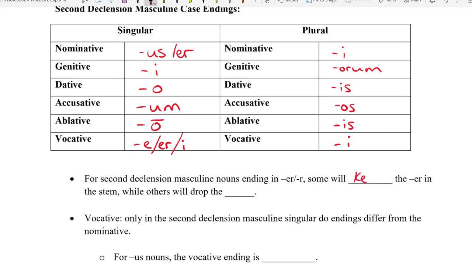Some will keep the er in their stem, while others will actually drop out the e. So we had the word ager, right? And its genitive form was agri, so that e drops out. Okay. We also have puer. The genitive is pueri, so that actually keeps the er. Right? That's what we're talking about here. The nice thing is that the genitive is always given to you, and you should just be able to look at it, and there you go. Right? It's given. Just know it, memorize it.